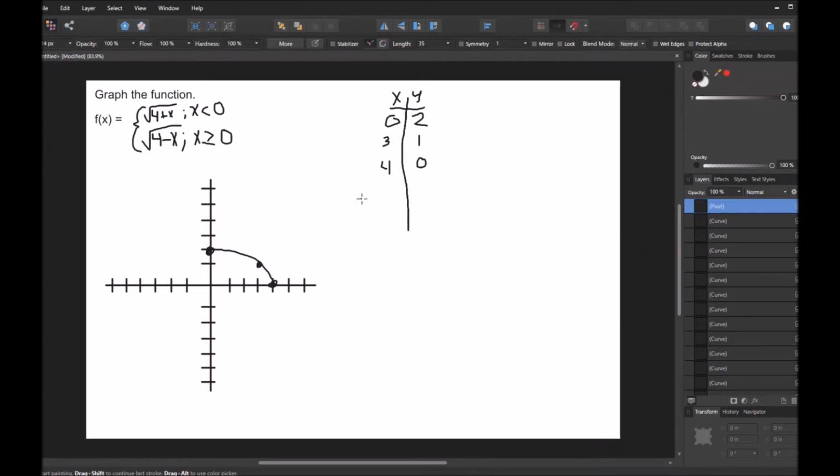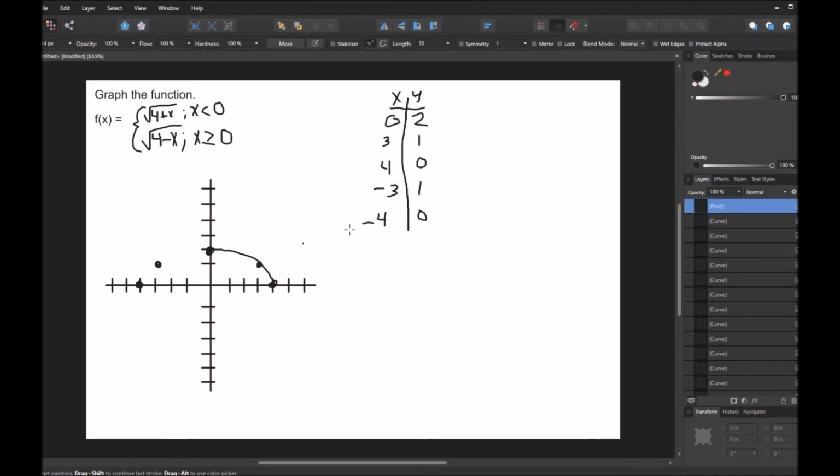So now if we plug in something like negative 3, for example, negative 3 is less than 0, so we could do 4 plus negative 3, which is 1, and the square root of 1 is just 1. So we'd get negative 3, comma 1. And then if we were to plug in something like negative 4, we would get negative 4 plus 4 is 0, square root of 0 is 0, and we would get negative 4, comma 0.